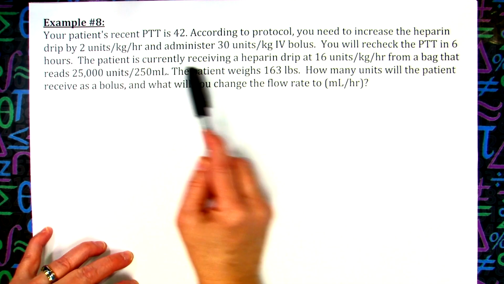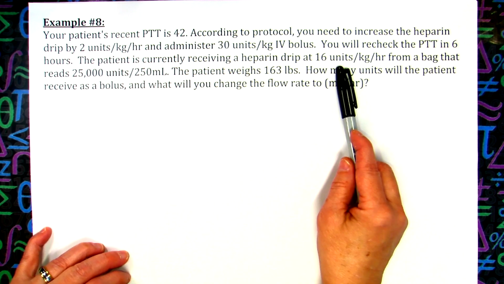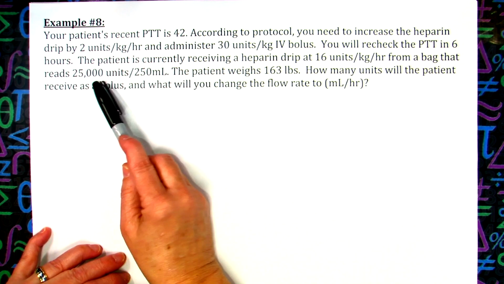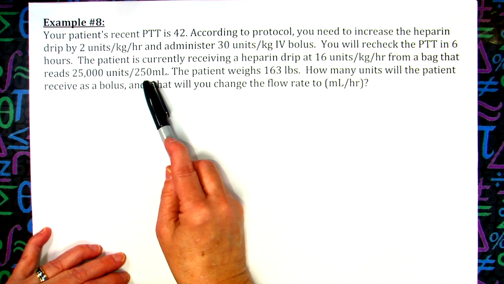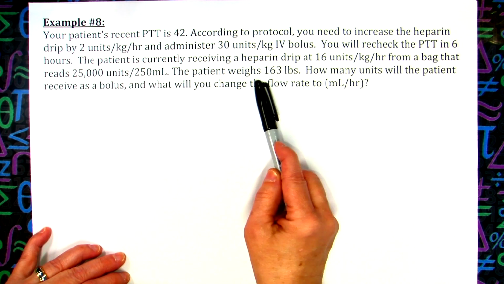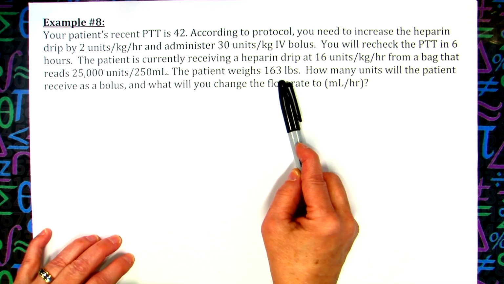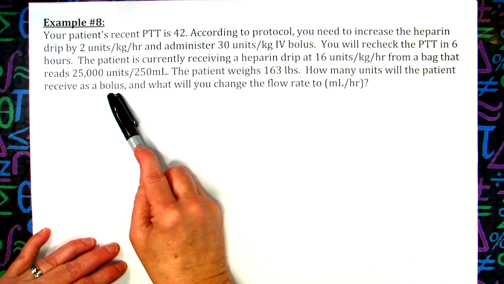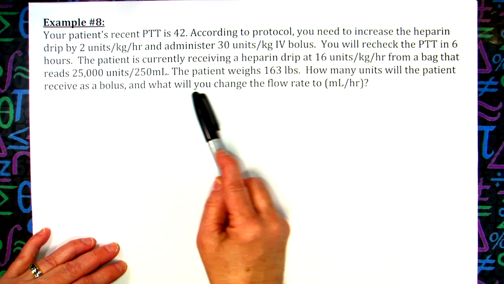The patient is currently receiving a heparin drip at 16 units per kilogram per hour from a bag that reads 25,000 units per 250 milliliters. The patient's weight is 163 pounds. How many units will the patient receive as a bolus? And what will you change?